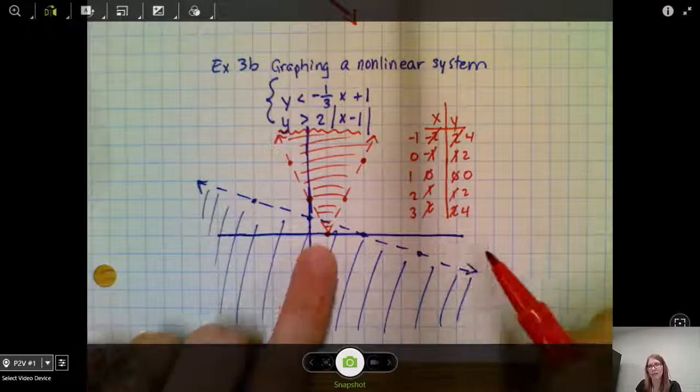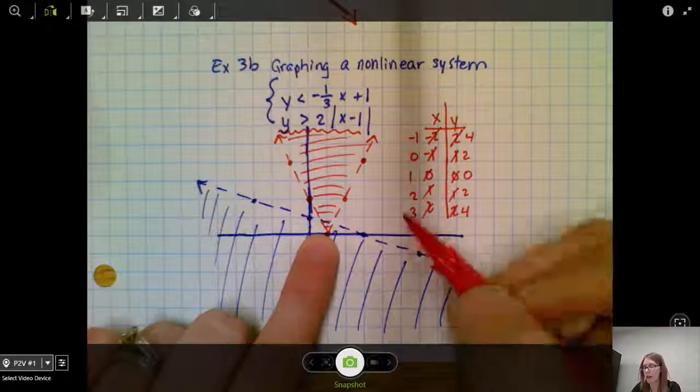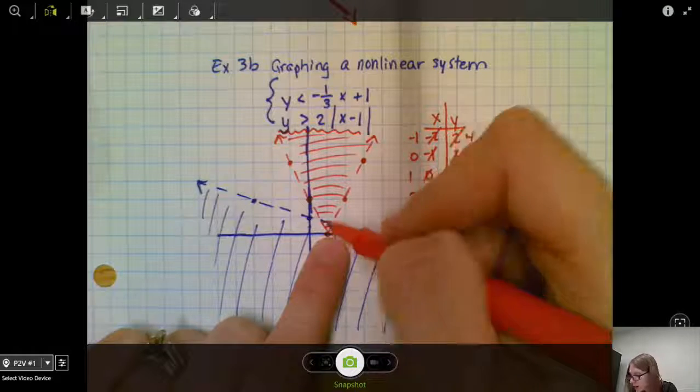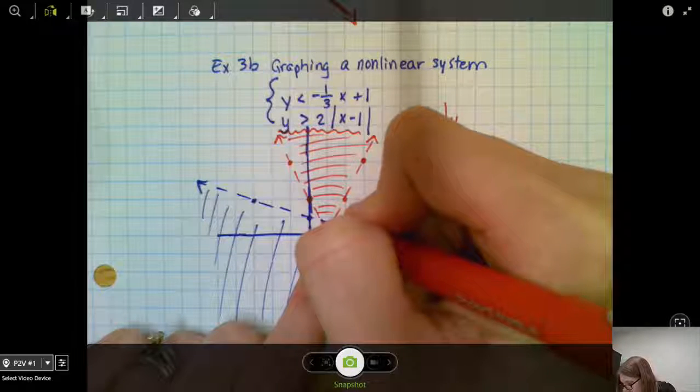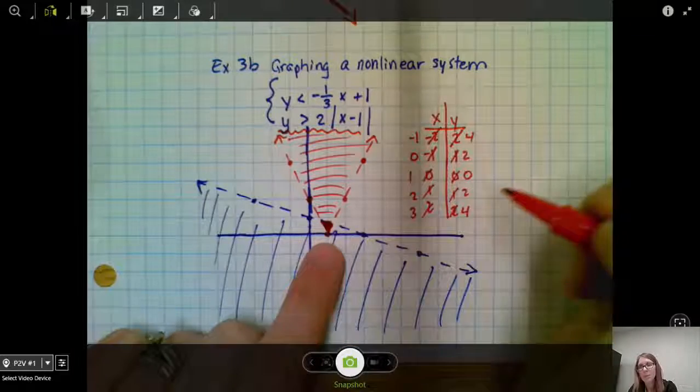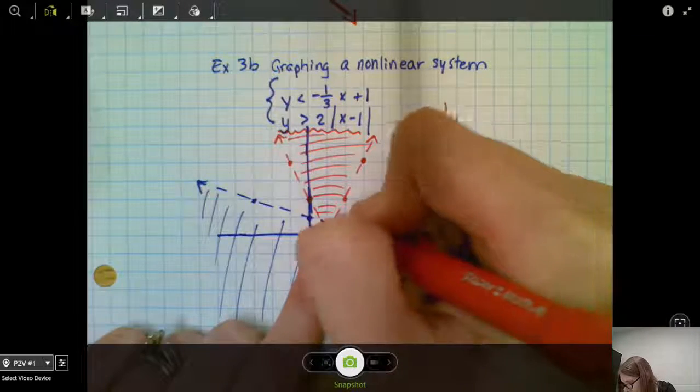If you look at this solution to my system of inequalities, my double shaded region is pretty tiny here. It's just this little tiny chunk. I'm actually just going to fill that in as solid red so you can see it a little bit better. This little tiny chunk is my solution.